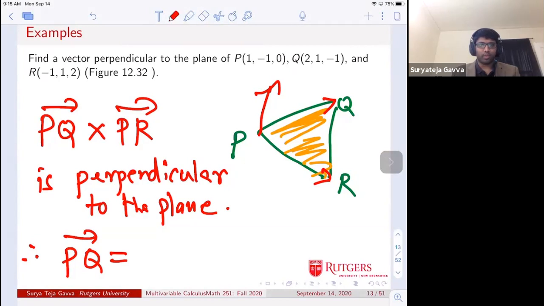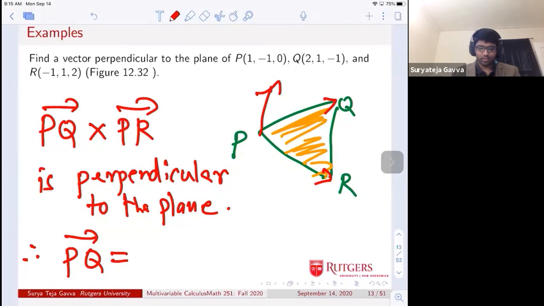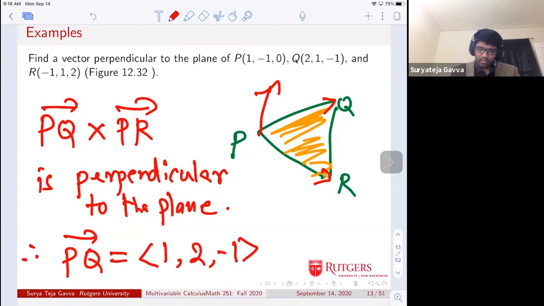I know what P is, I know what Q is. How do I find PQ? Yeah, you subtract those coordinates. So it's 2 minus 1 is 1, 1 minus 1 is 2, minus 1, 0 is minus 1. And similarly, PR: what is PR? It is just R minus P, so minus 2, and 2.